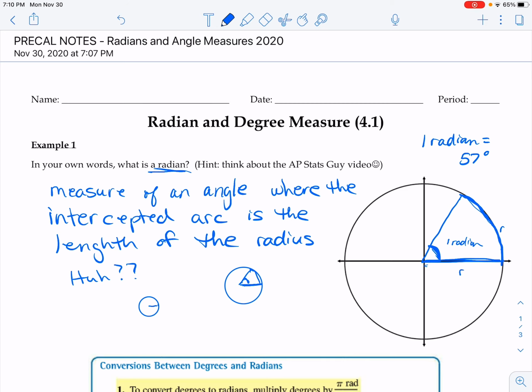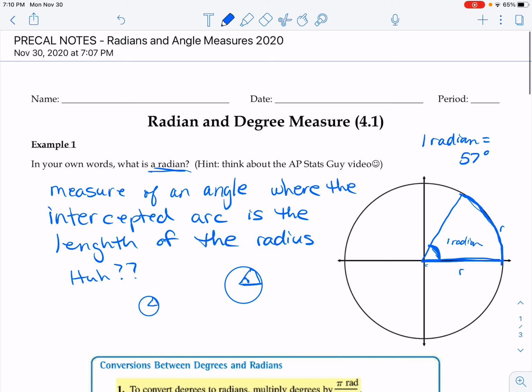Its radius, arc length. And why is that? Well, if you think about it, what's the circumference of a circle? Circumference is 2 pi r. Okay? So 2 pi r, pi is 3.14, so that's 6.28 r. So there's 1 radius, 2 radius, 3 radius, 0.14, 4, 5, 6, and here's your 0.28.